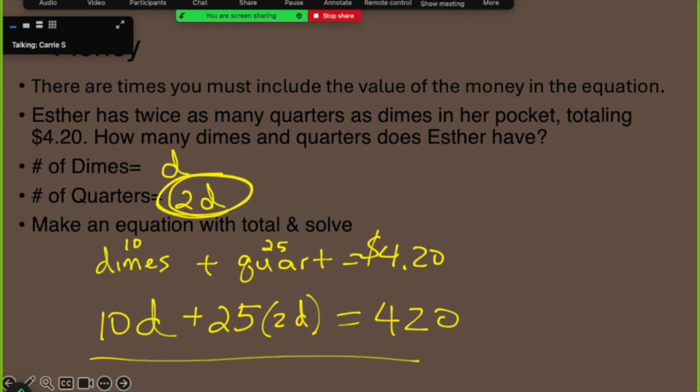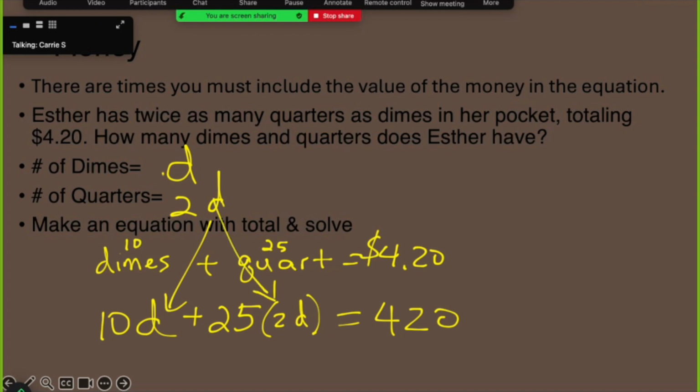I want to stop here and make sure I answer questions, because this is the new stuff. How do you figure out how many dimes and quarters there are? We're going to solve that equation from there. Do you understand where I got the D and the 2D up here? Yeah, I understand that. Do you understand how I plugged it into here? Okay, good. That's the part I want to make sure you know how to do.